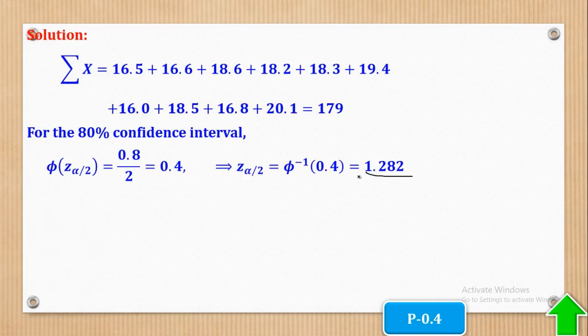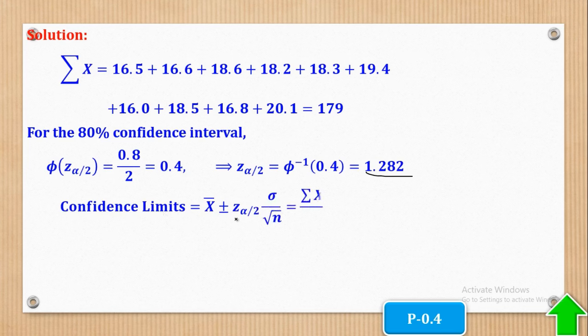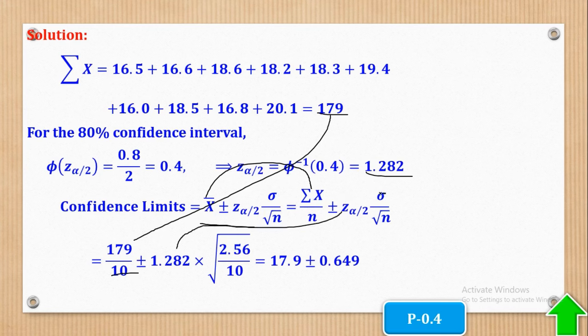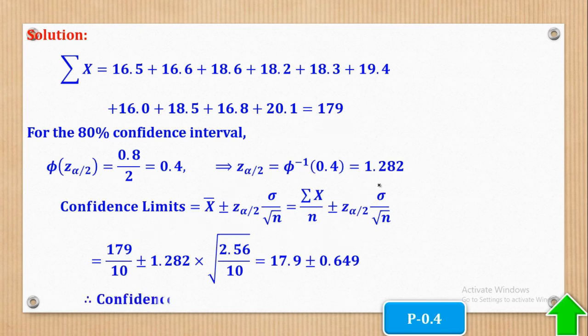Which is that. Therefore, it implies that the confidence limits are this, but the good thing, sample mean is given by the formula summation x over n. So we are going to substitute that. So summation x over n is 179 and our n is 10. Therefore Z alpha over 2 is that. Variance, remember we are given variance, so standard deviation is square root, and square root of n is that. So therefore confidence interval, this one is got by subtracting and this one is got by adding.